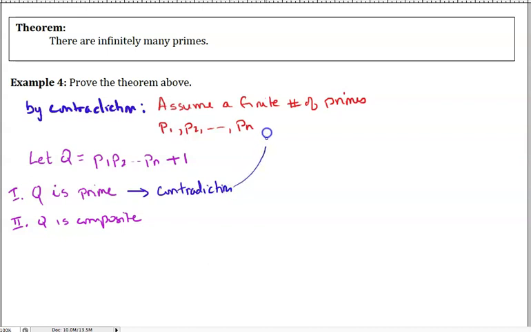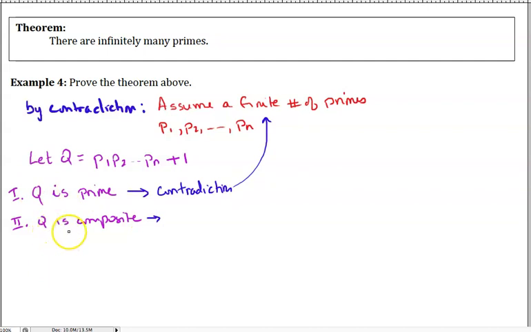This is the contradiction to what I assumed, because if we assume a finite number of primes, written in increasing order, Pn is my largest one. So if Q is prime, Q is definitely bigger than this largest prime, because I'm multiplying all of them together and adding 1. So this would be a contradiction. We're going to move to the second case and see what happens.